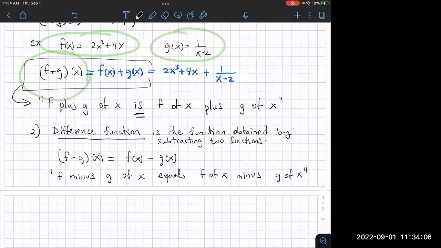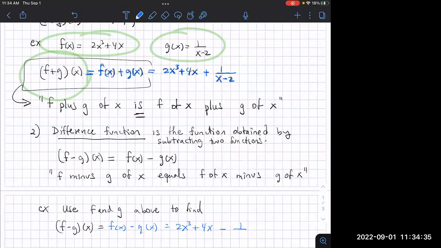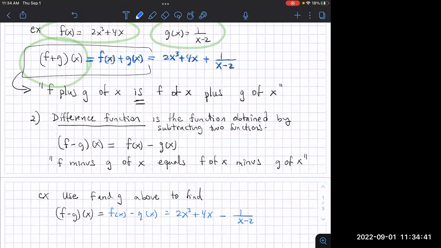So if I'm looking at the functions f and g above, to find f minus g of x, you will do f minus g of x is f of x minus g of x, and then you substitute it: 2x cubed plus 4x minus 1 over x minus 2. Sometimes you might have to take a step further and simplify, but in this case, there is nothing to simplify. Okay.